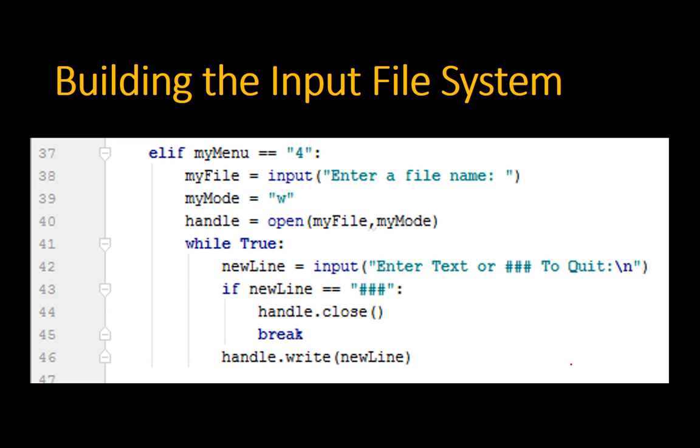Now, if line 43 is false, then we'll jump down to line 46, and this is the way we write data out to our file. Handle, which is the actual file we're writing to, write, and the new line data. It's that simple.